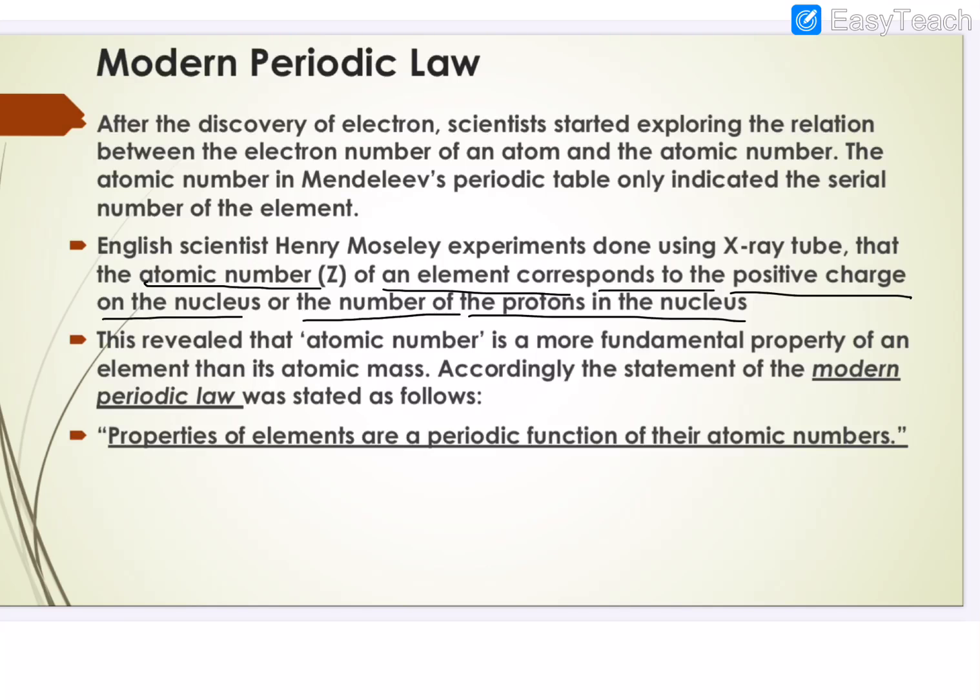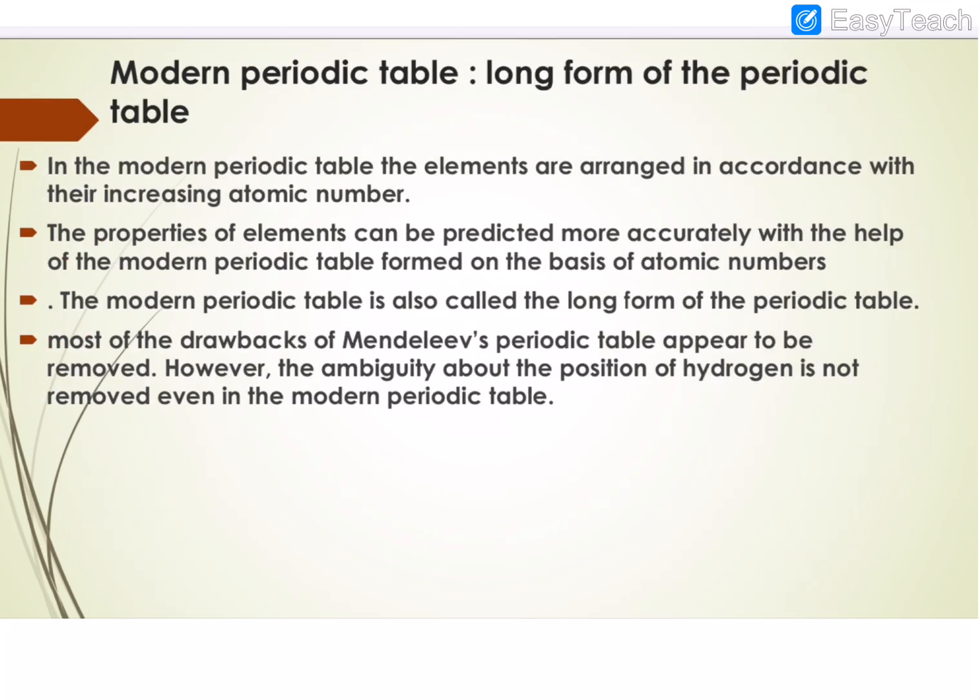Before, we have seen that Mendeleev's periodic law was that the properties of elements are a periodic function of their atomic masses, but the modern periodic law is based on the atomic number. So here it says that the properties of elements are based upon their atomic number. Periodic function means that periodically, after a certain period, the properties of elements repeat based on their atomic numbers.